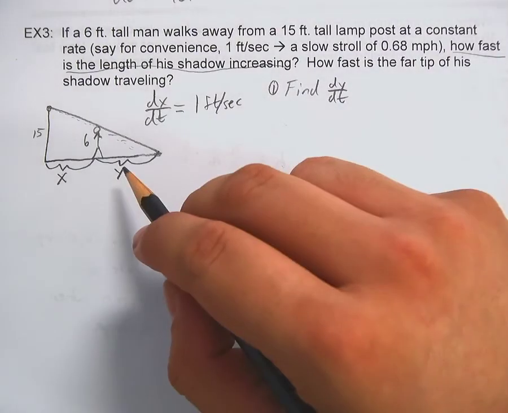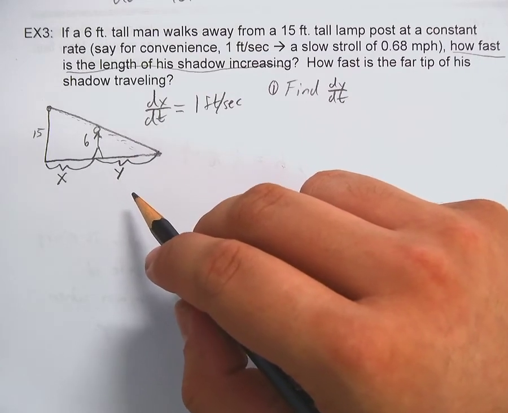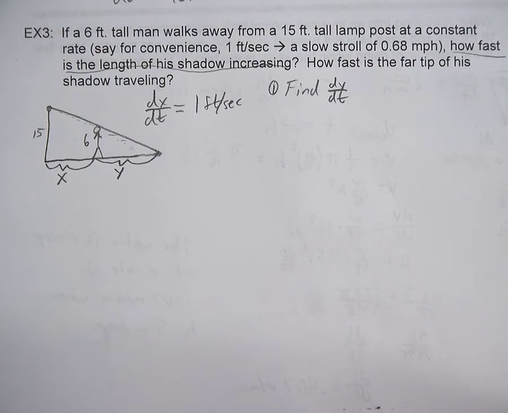Well, the length of his shadow is y. So I want to find how fast it's increasing. Now, I don't have a specific time. I just want an overall thing. Okay? And then B says, how fast is the far tip of his shadow traveling? Now, that's what's going to get different.